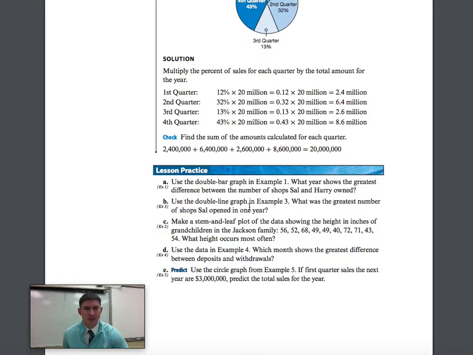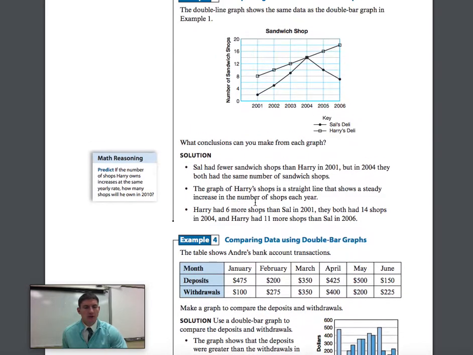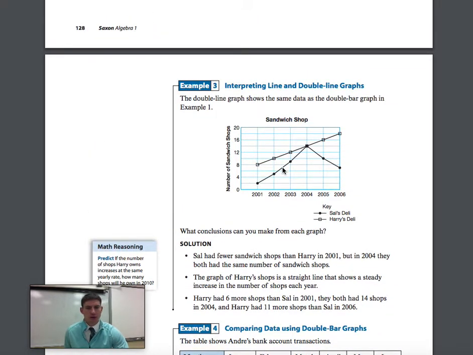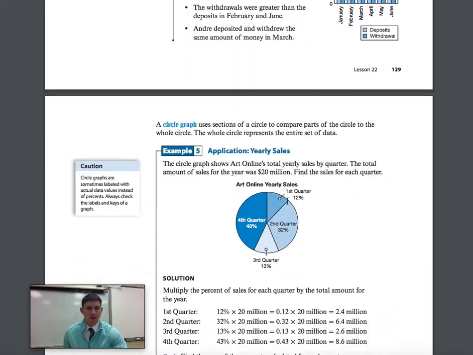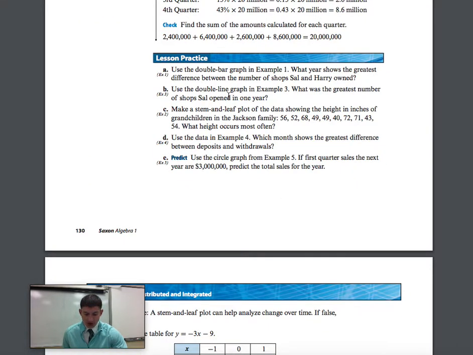Letter B says use the double line graph in example 3. What was the greatest number of shops Sal opened in 1 year? The double line graph from example 3 is right here. What was the greatest amount that he opened in 1 year? So you're looking at where was that increase. Where did it go up from 1 year to the next? So here we were at 2, we went up to 5, so an increase of 3. From 5 until 9, an increase of 4. From 9 until 14 is an increase of 5. That would be the greatest increase so far. These are obviously decreases because they're going downwards. So for letter B, 5 was our answer.